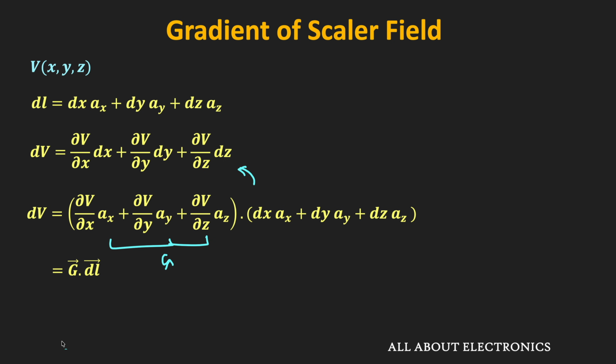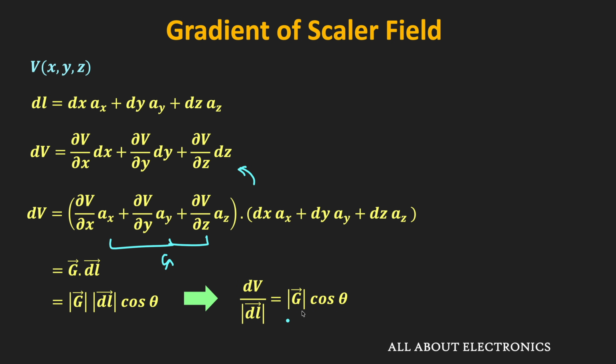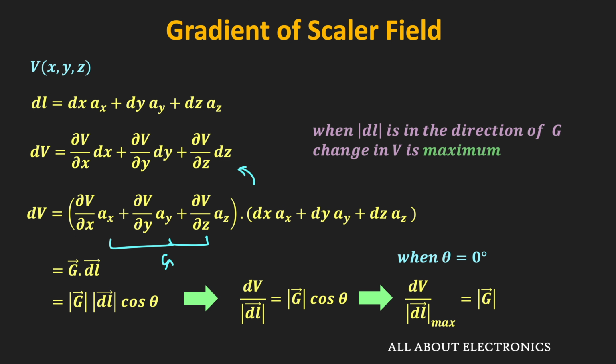Now, as per the definition of the dot product, this g dot dl can also be represented as magnitude of g times magnitude of dl times cos theta. Or we can say that dV divided by dl is equal to g times cos theta, where g is the magnitude of the following expression. So here, dV divided by dl will be maximum whenever cos theta is equal to 1, or whenever theta is equal to 0 degrees. So it will happen when g and dl are both pointing in the same direction.